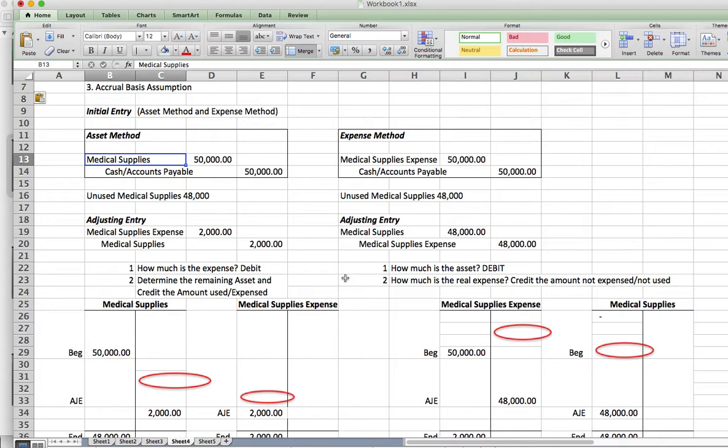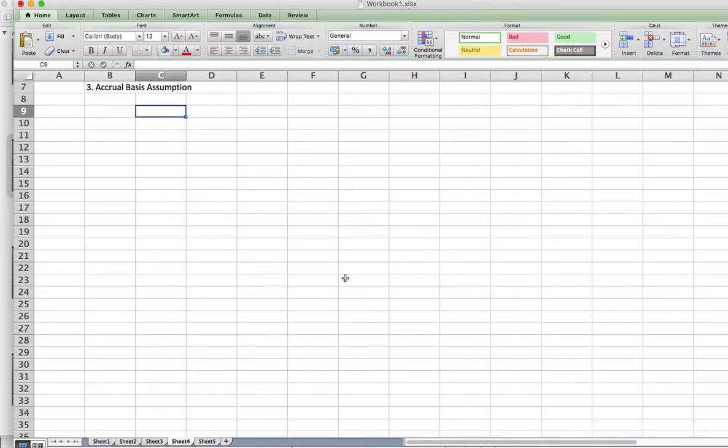Palitan natin ito para hindi nakakita. Bayan ko na nga lang. Entry. Ayan.